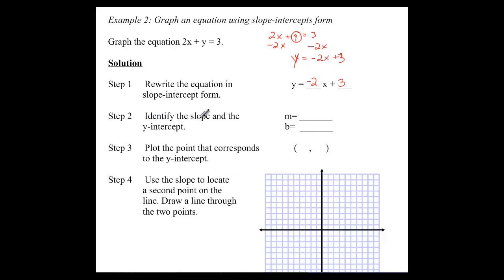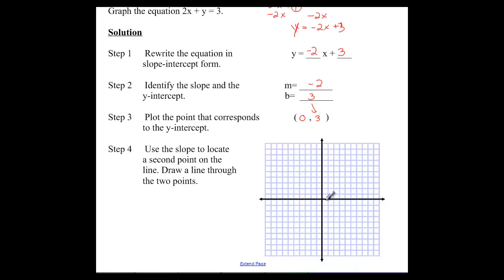Next, we need to identify the slope and the y-intercept. So my slope is going to be a negative 2, and my y-intercept is going to be a positive 3. The third step is to plot the point that corresponds to the y-intercept. That is going to be the point 0, 3. I know my y-intercept always hits on the y-axis, so my x-coordinate will always be a 0. So let's go down to our graph and actually plot that point, 0, 3.